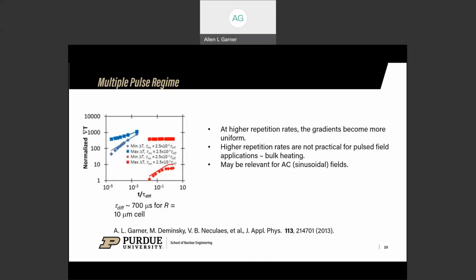So we've also looked at the multiple pulse regime. You see an example here. The big takeaway from this slide is that higher repetition rates can make the gradients more uniform, what you're seeing here at the top. But it may not be practical for pulsed electric fields because as you go to a very high repetition rate, you're going to heat up the cells and cause boiling and other issues. But it may be relevant for pulsed RF or other things where you have combined modality.